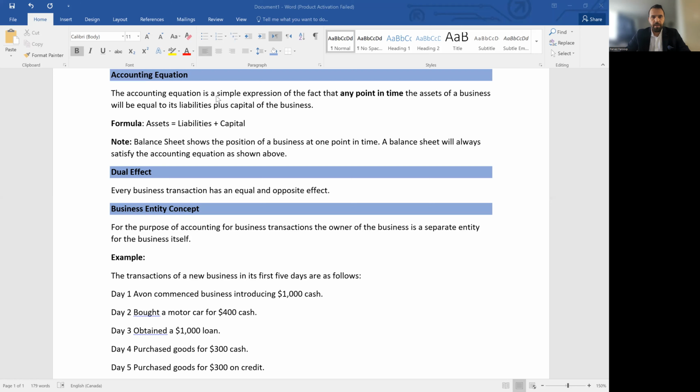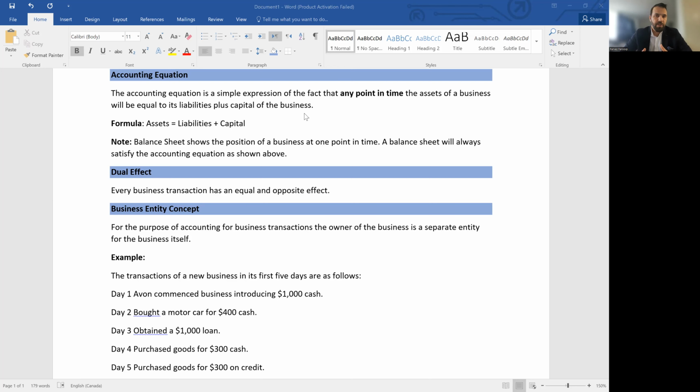Accounting equation is a simple expression of the fact that at any point in time, the assets of the business will be equal to its liabilities plus capital of the business. What does it mean? Let's suppose we have a transaction and we are recording. After recording that transaction, we should have the updated financial position of the business.